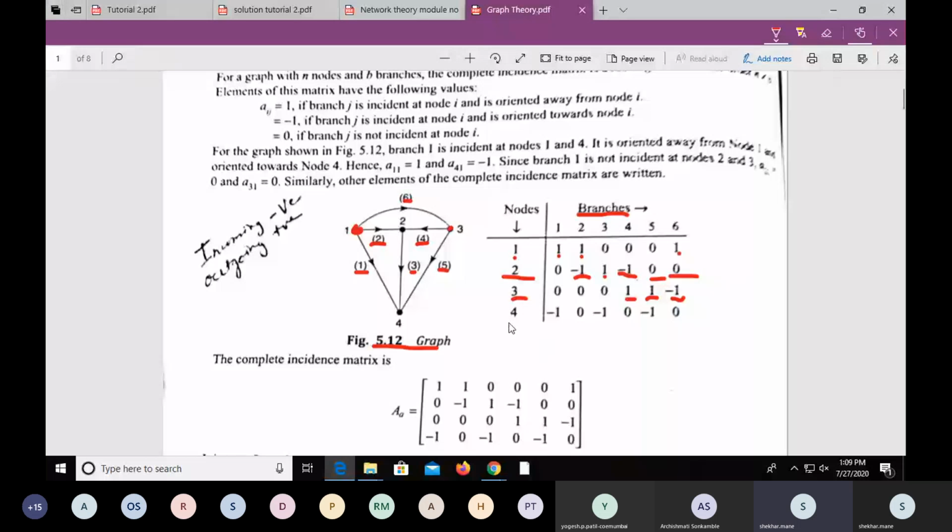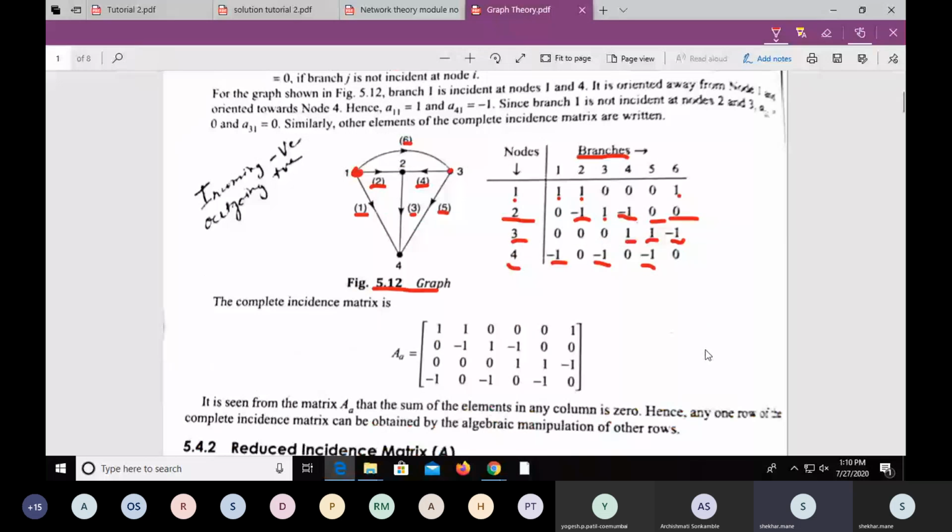And similarly for node 4, what is there? For node 4, branches 1, 3 and 5 are all incoming. So that's why -1. And the other 3 are not connected. So in this way we get this matrix.